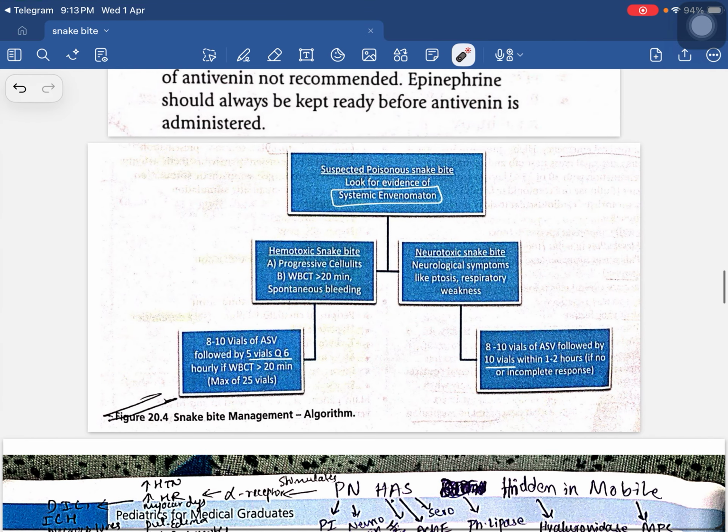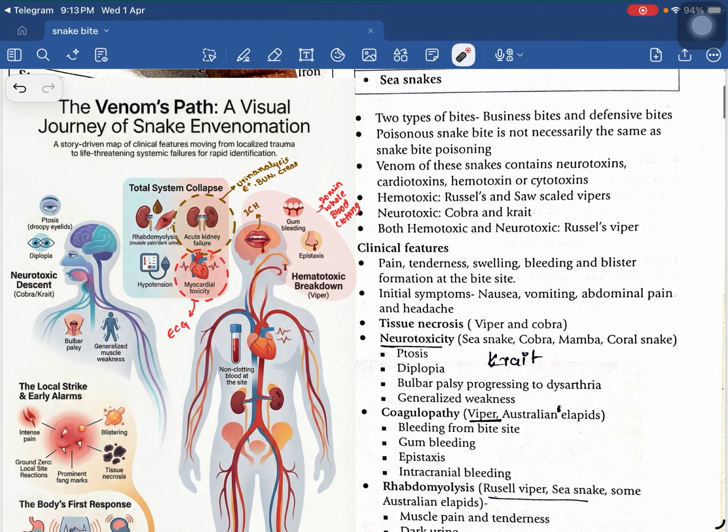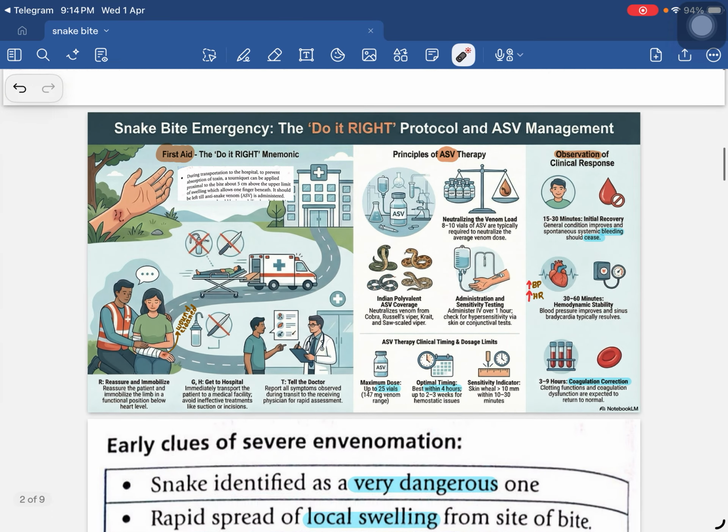Coming to the snake bite proper management algorithm, in suspected cases of snake bite, suppose a patient has come with a snake bite, then systemic envenomation is present, and we have to differentiate hemotoxic snake bite or neurotoxic snake bite. If it is neurotoxic, there are neurological symptoms like ptosis, respiratory weakness, as we have discussed above in the clinical features. Here you see ptosis, diplopia, bulbar palsy, generalized muscle weakness; these are neurotoxic clinical features, whereas hemotoxic clinical features are gum bleeding, ICH, that is intracranial hemorrhage, epistaxis. So these are the hemotoxic.